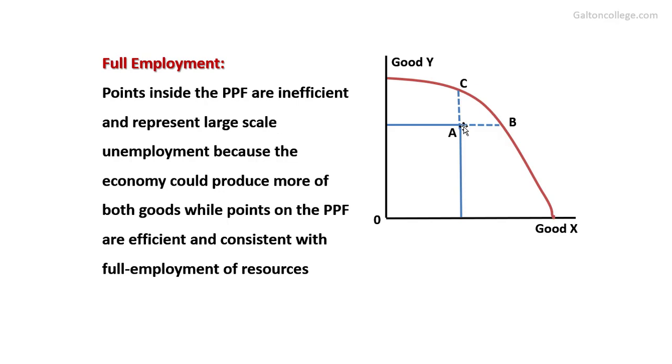Now, the nice thing about going AB is we're not giving up any of good Y. We're not reducing our amount of good Y. We still have the same amount of Y, but we have more of X. If you go AC, we have more of Y, but the same of X. X is the same here. So any point in between gives us more. Anywhere along this line AC gives us more Y. More Y is better than less Y. A is not as good as C. We get more at C. We're more productive.